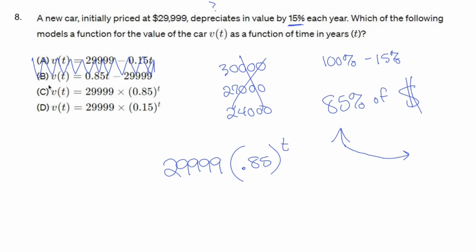So the guy that we get is C. D means you're going to take away 85%. That's definitely not what we want to do. Don't buy a car like that. And speaking of car, the answer is C. And car, last time I checked, starts with C.